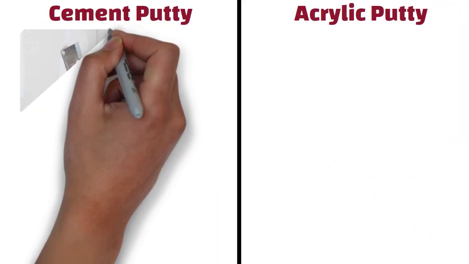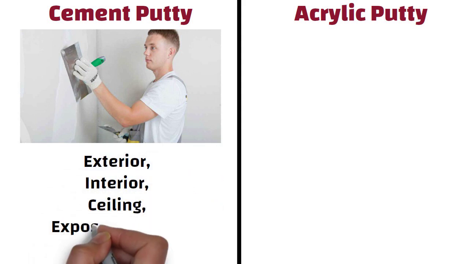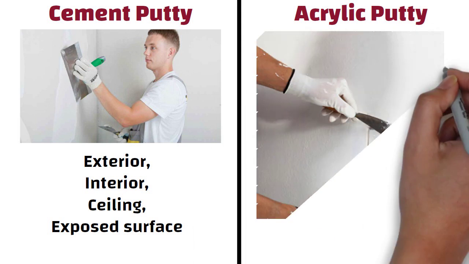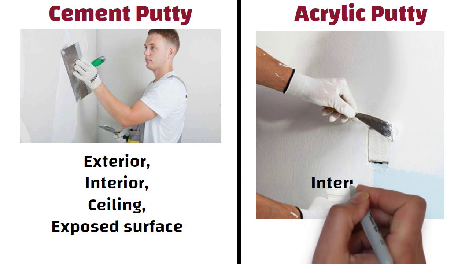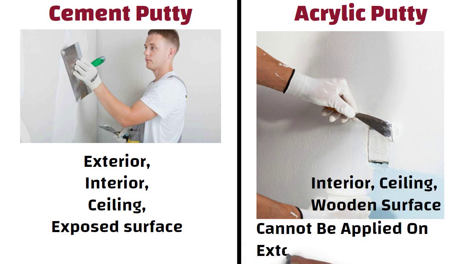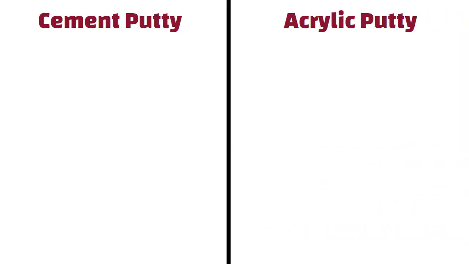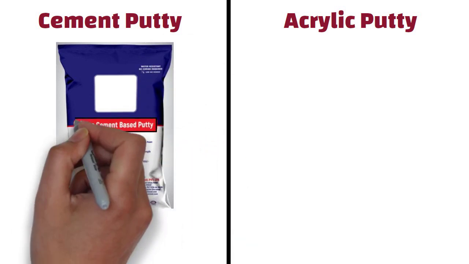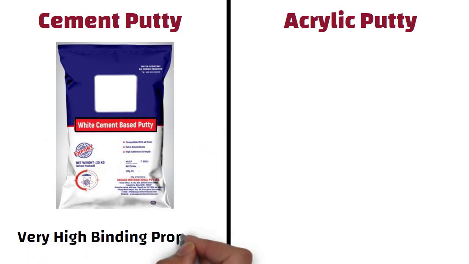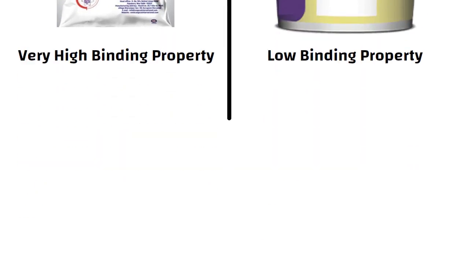Application: cement putty can be applied on exterior or interior or ceiling or exposed surfaces, whereas acrylic wall putty can be applied on interior or ceiling or wooden surfaces, but it cannot be applied on external surfaces. Binding property: cement putty is cement based, hence it has a very high binding property, whereas binding property of acrylic putty is lower than cement based putty.